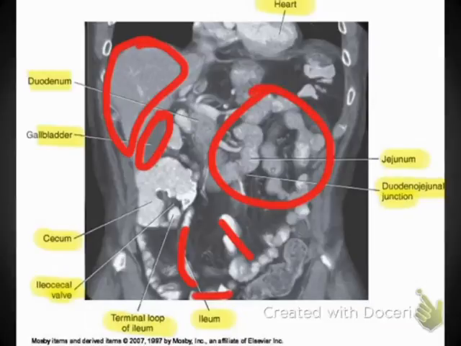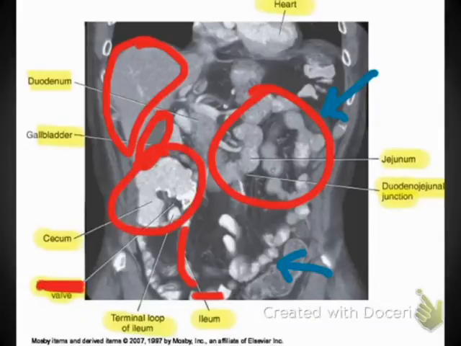I want you to take notice of the contrast between this and this. Notice how the jejunum has this feathery type appearance. It's just kind of mottled. As we enter into the ileum, everything is more clear and defined. That's how we're going to delineate between the jejunum and the ileum. Also, we have the ileocecal valve, which is not demonstrated here in its entirety, so we're not going to worry about it on this image. But just know that this is the cecum here.